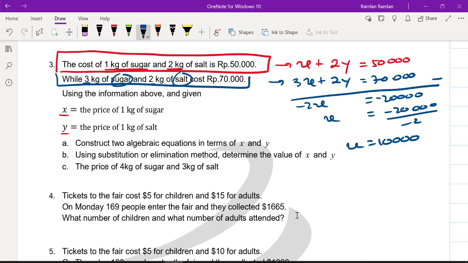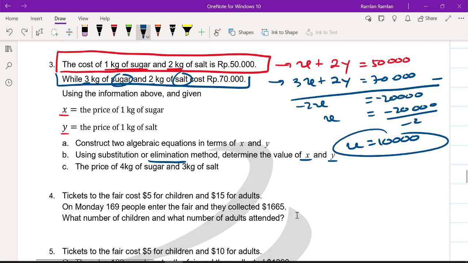Okay. So yeah, sorry, that's for A. This is for question A. Sorry, this is question B. So question B is: using the substitution or elimination method, determine the value of x and y. So we have already determined the value of x. Now find the value of y by just substituting this 10,000 into one of the equations.